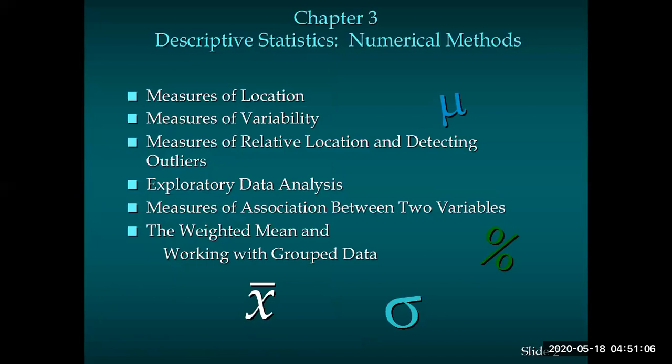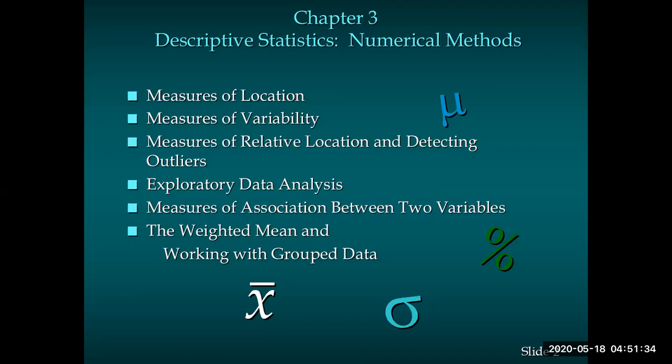Then I'll be discussing the measures of variability. Variability is a very important aspect of statistical data that needs to be investigated and examined. Then we'll do the measures of relative location, and we'll be detecting some outliers as well. EDA will follow. These first four topics are univariate. They're all for a single variable.